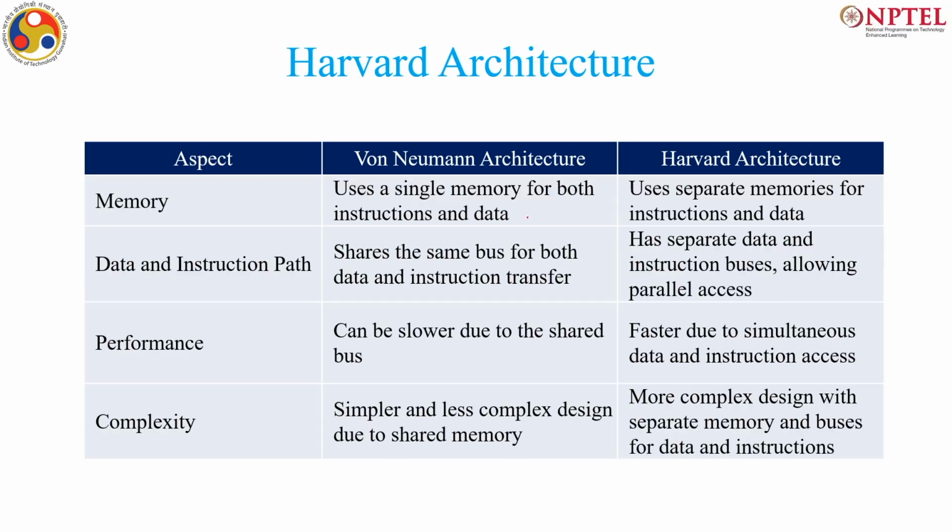In von Neumann, you have a single shared memory, and you have separate memories in Harvard architecture. The data and instruction path in von Neumann is the same bus, and in Harvard there are separate buses for parallel access. So, von Neumann can be slower because of the shared bus, whereas Harvard is faster, and von Neumann is naturally simpler and less complex, but Harvard is more complex in design.